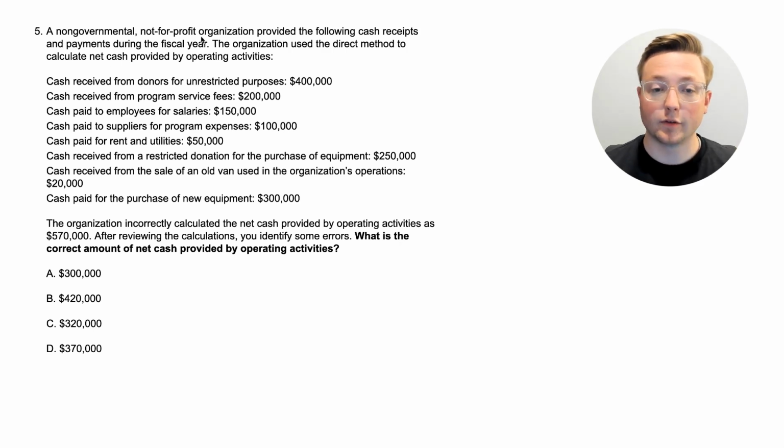A non-governmental not-for-profit organization provides the following cash receipts and payments. The organization uses the direct method. Okay, so last question was indirect. This one's going to be the direct method. And then they have all of this information. So let's read through these different activities that they had.